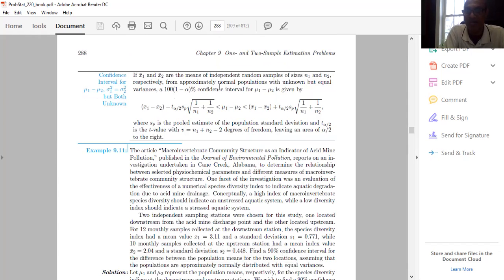So if x1 bar and x2 bar are the means of independent random samples of size N1 and N2 respectively, from approximately normal populations with unknown but equal variance, the 100 times 1 minus alpha percent confidence interval for nu1 minus nu2 lies between this one and this one. Here, because I have two samples, N1 and N2, my degrees of freedom will be N1 plus N2 minus 2. Actually, it is N1 minus 1 plus N2 minus 1, so it is N1 plus N2 minus 2, right? And this area alpha by 2 is the area to the right. So we are going to follow exactly the same process. Now let's start the example.